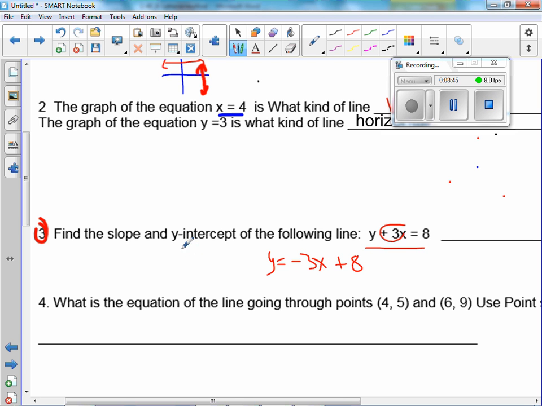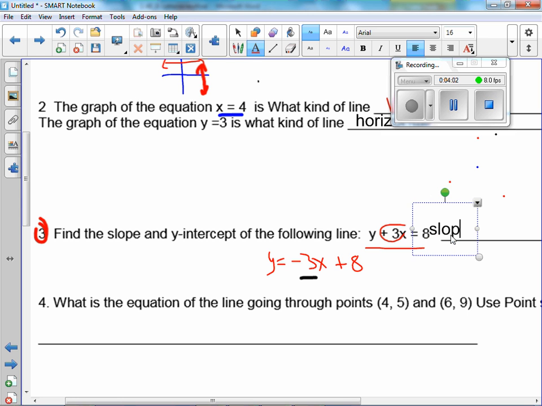Now since this is in y-intercept form, you can determine what is the slope. So we see the slope is always by the x, so the slope is -3. So we find that the slope is -3 and the y-intercept is 8.